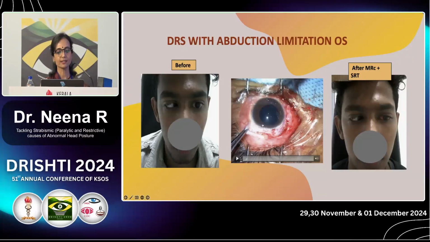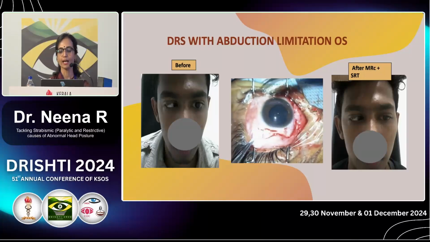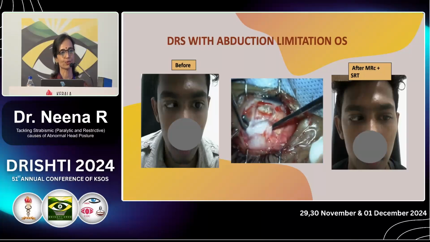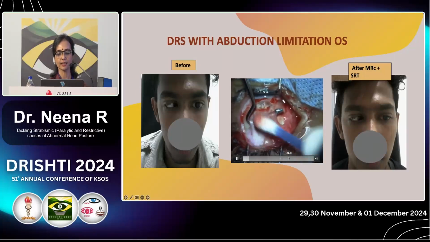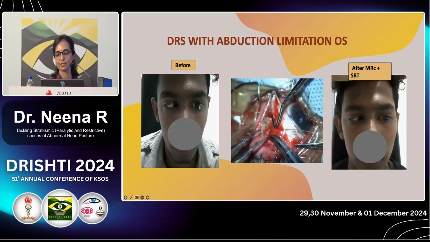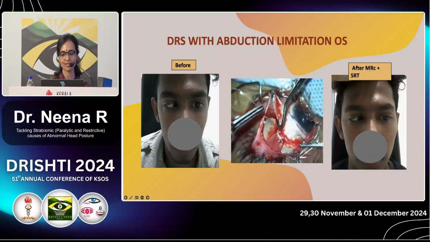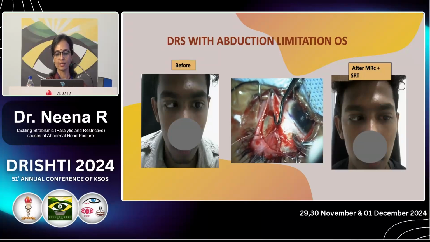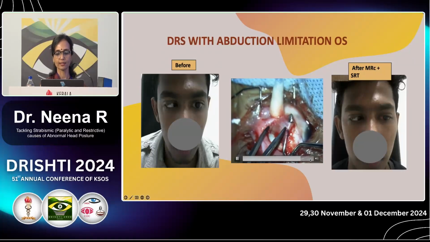We went ahead and did a weakening of the medial rectus in the left eye because he was esotropic, along with a superior rectus transposition to the lateral rectus to strengthen his abduction. You can see here that his abduction did improve from -3 to -4 to about -2 to -1. And he was happy because his head posture was much better. So this is an SRT, and we can augment it with non-absorbable sutures if you wish to strengthen further.